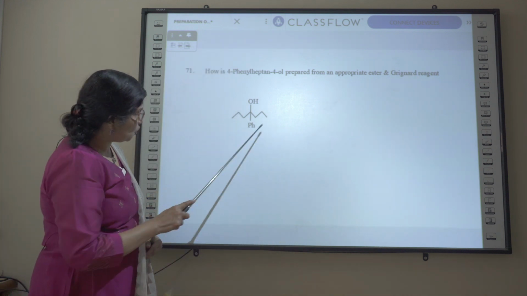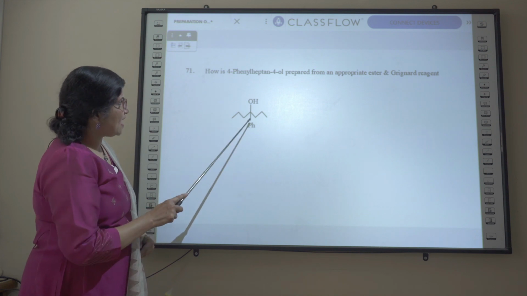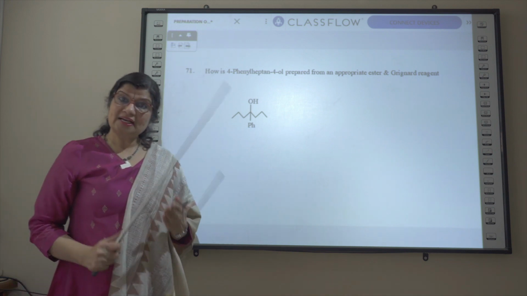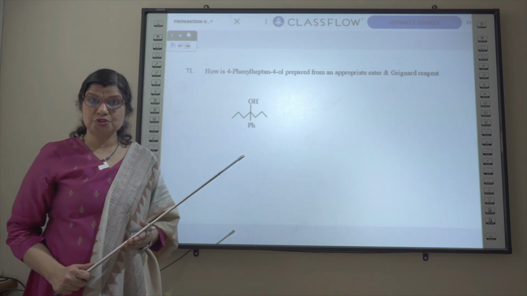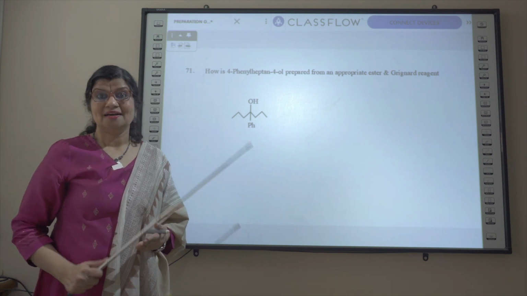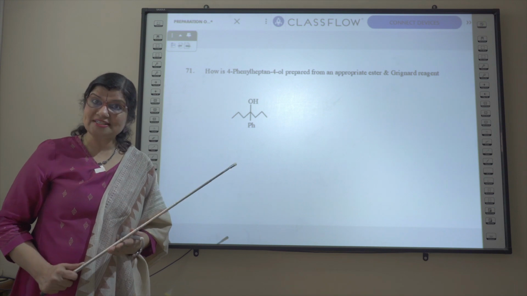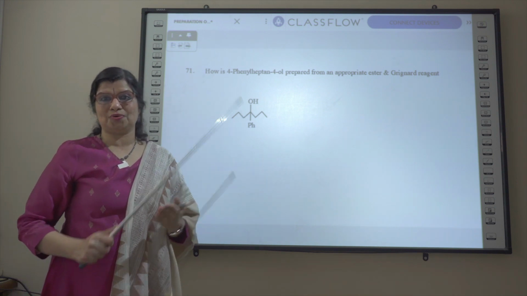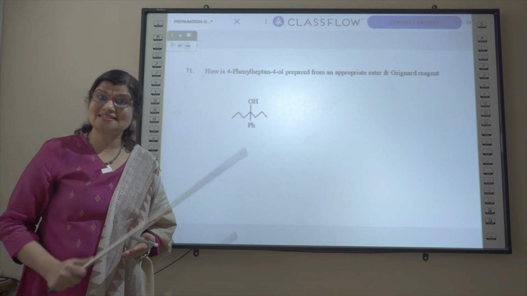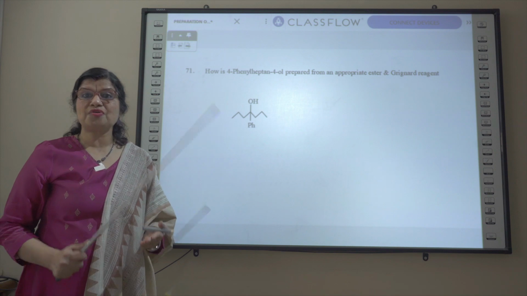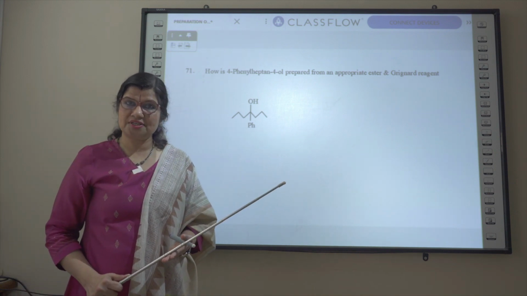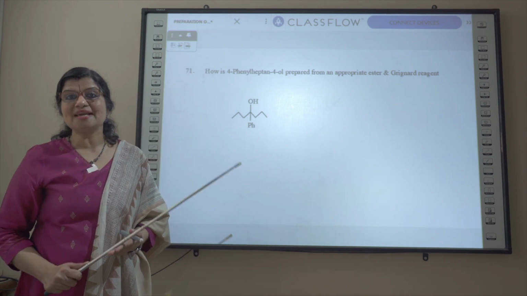The first thing to be noted is that 4-phenyl heptan-4-ol is a tertiary alcohol. If you recollect the applications of Grignard reagent to prepare primary, secondary and tertiary alcohols, you know that a tertiary alcohol can be prepared by treating the Grignard reagent with a ketone. Now, tertiary alcohols can also be prepared from esters, right? Suitable esters on reaction with Grignard reagent can also produce tertiary alcohols.